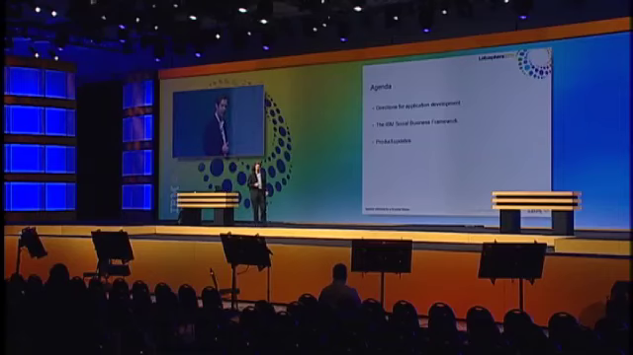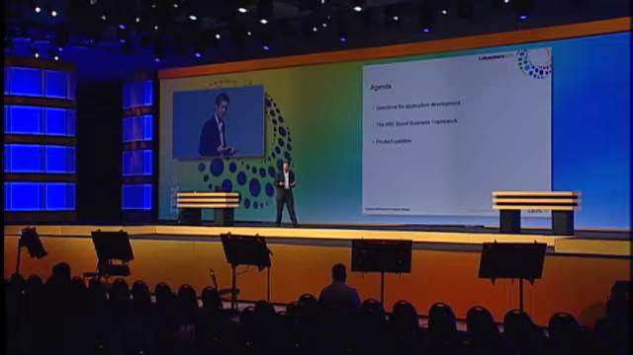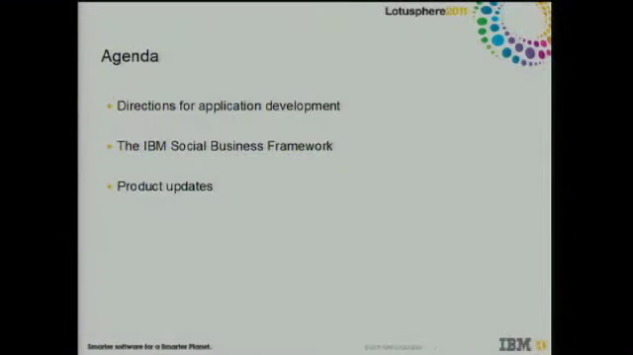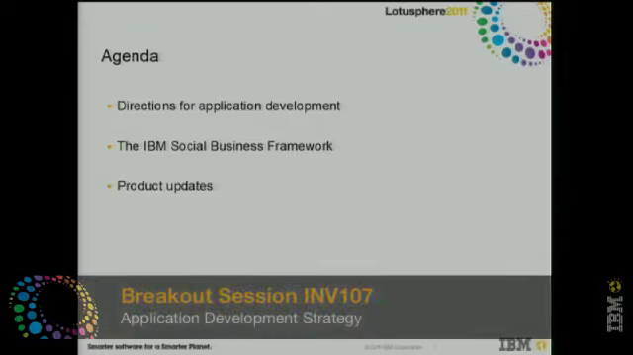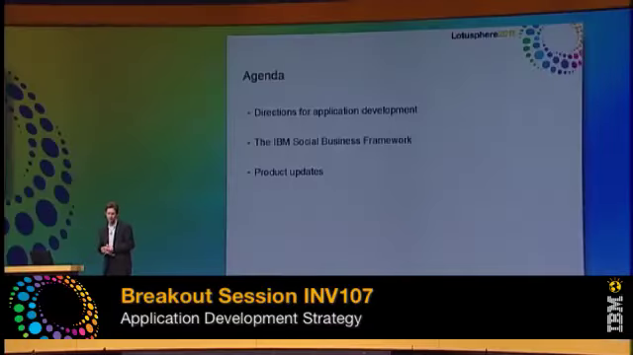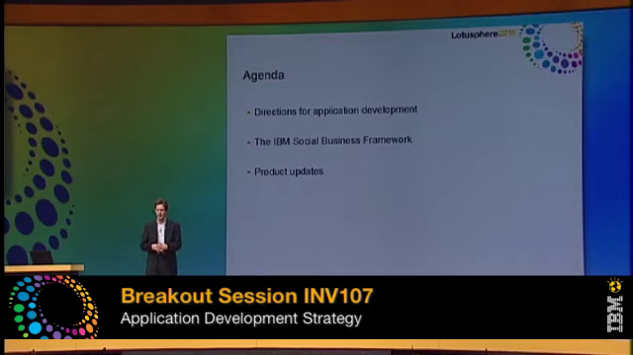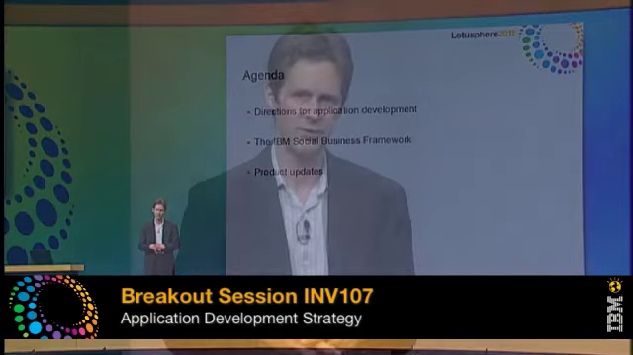What we're going to do is go through three sections. I want to start with our strategic directions for application development, because we really have some exciting new directions to share with you to frame what we're doing. And then I'm going to go into the social business framework concept and details. That's a pretty big chunk of the presentation. And then we'll go into product news.